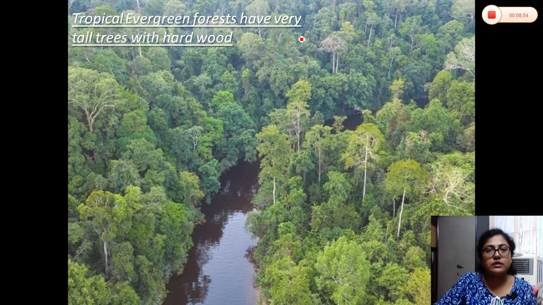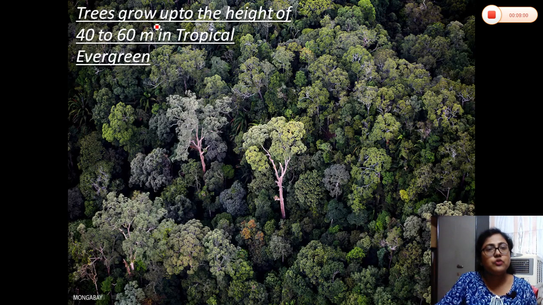Tropical evergreen forests are very tall trees with hardwoods. The trees grow up to the height of 40 to 60 meter in tropical evergreen. Can you imagine? They can grow to the height of about 40 to 60 meter. Even short trees are also found with them. Creepers are also found with them. Okay, so multi-layered tree species are found in this forest.